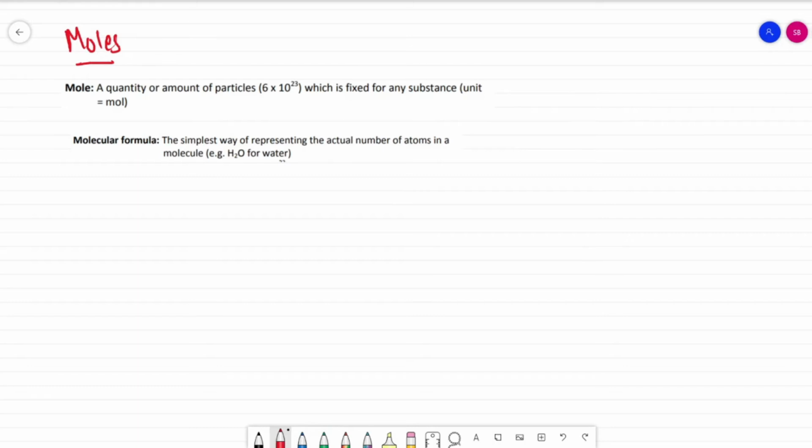The next thing you need to know is something called Avogadro's concept, or Avogadro's constant. Now, Avogadro's constant, in simple words, is simply the number of particles in 1 mole. This might be a bit confusing right now.